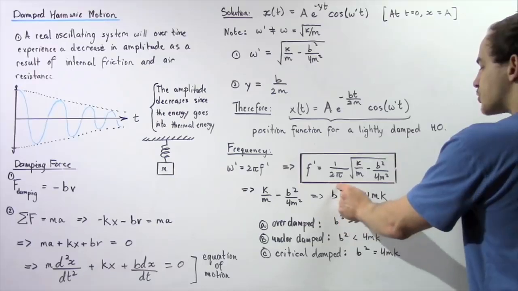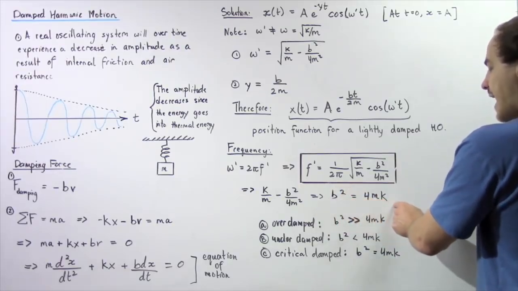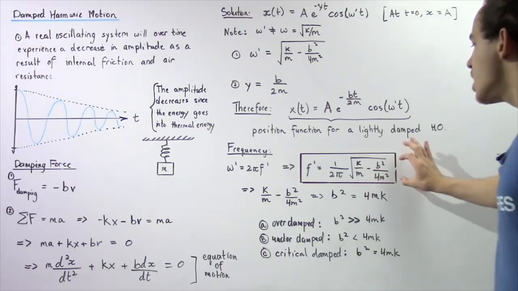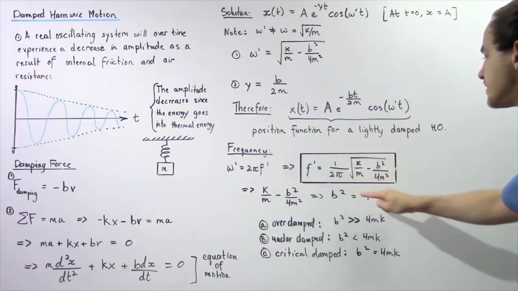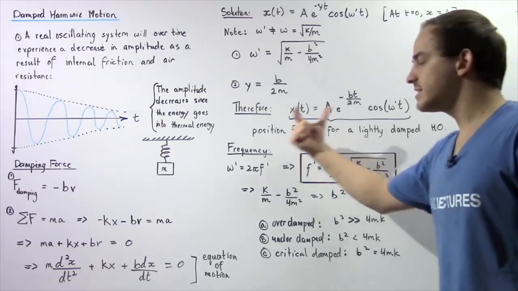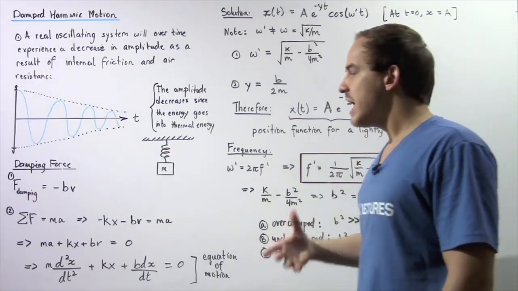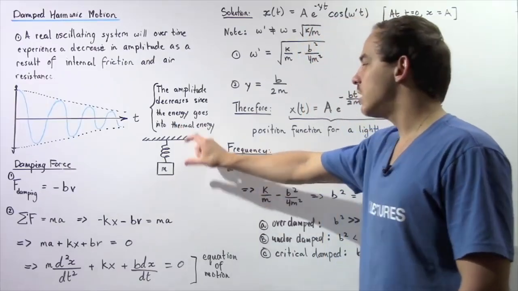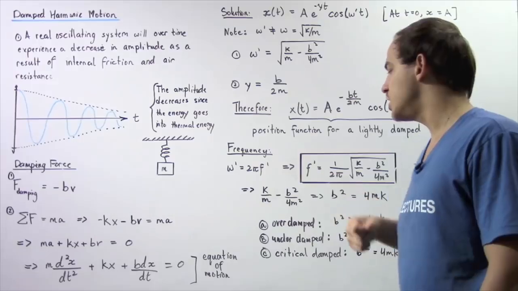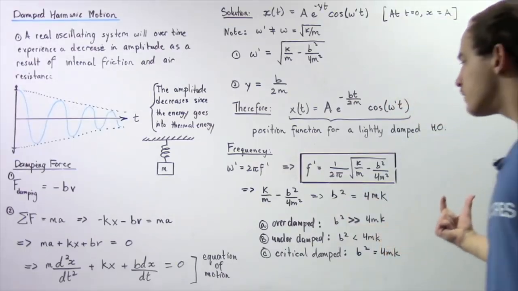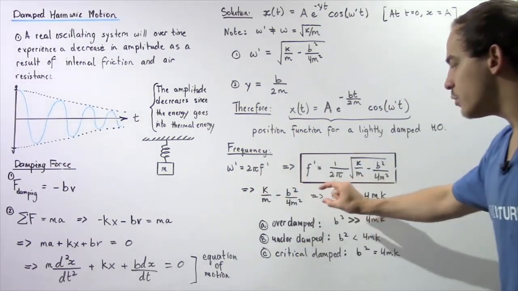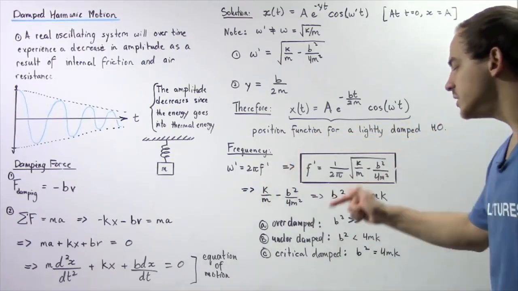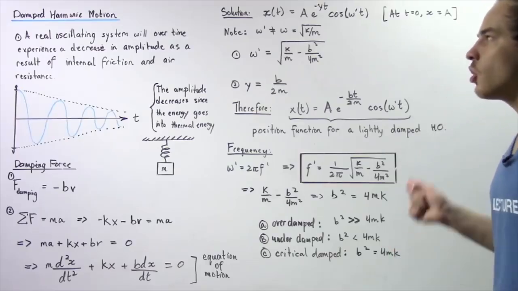So if b squared equals 4mk, that means k divided by m minus b squared divided by 4m squared will be 0. And if this term goes to 0, that means the entire frequency becomes 0, and that implies that the object will come to equilibrium. It will come to a complete stop. The frequency will go to 0. Now, from this result, we have the following 3 important concepts. We have something called overdamped, underdamped, and critically damped harmonic motion.